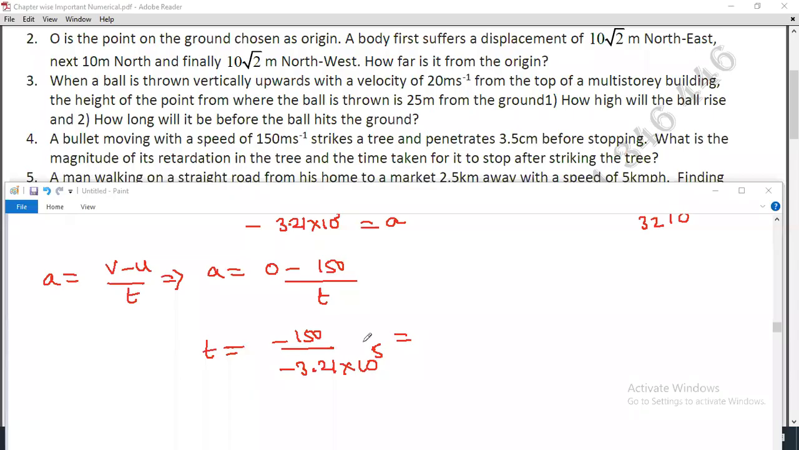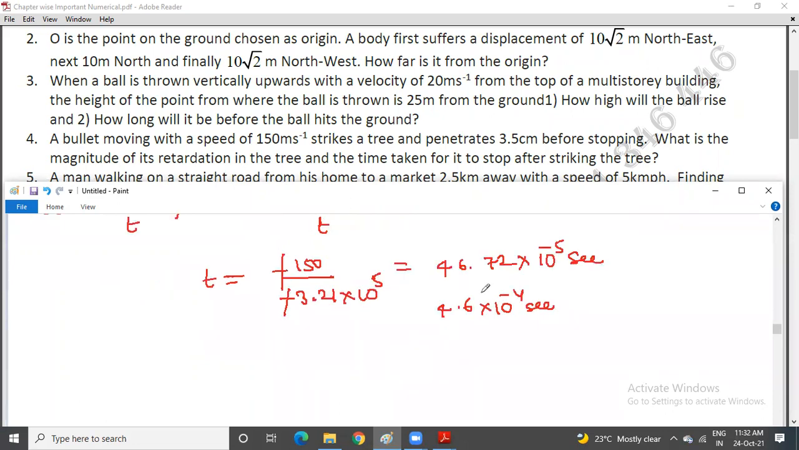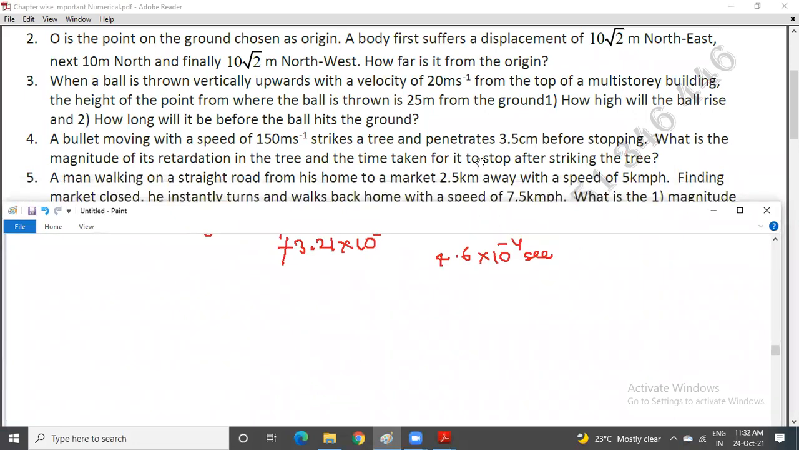46.72, minus cancel, into 10 to the power of minus 5 you will get. This is in seconds, otherwise you can make it as 4.6 into 10 to the power of minus 4 seconds. Next, let us move to the next question.